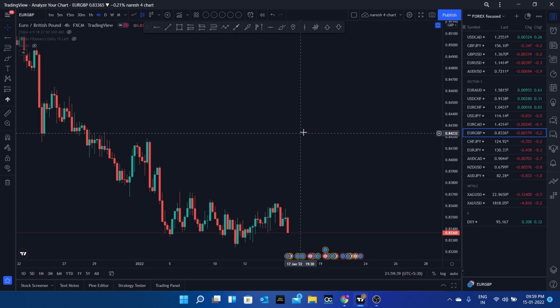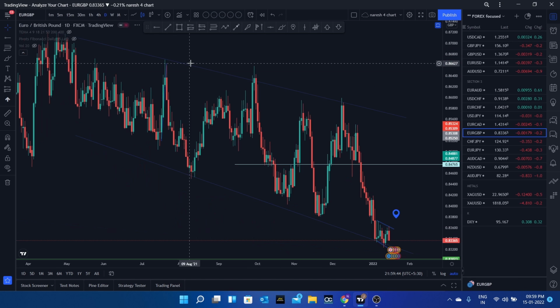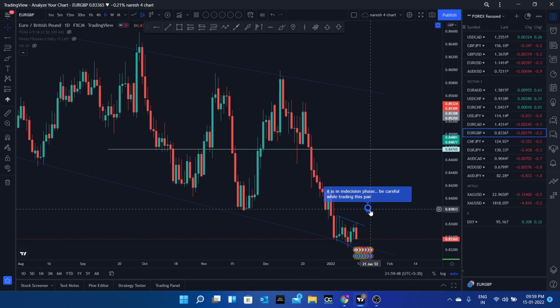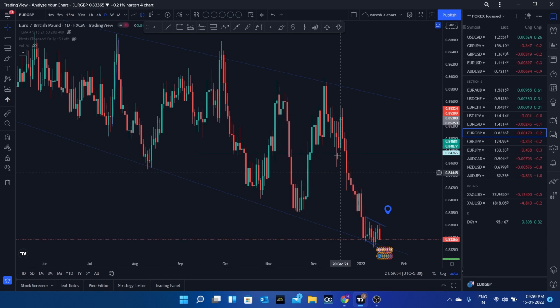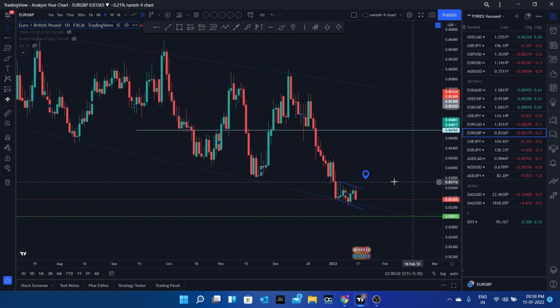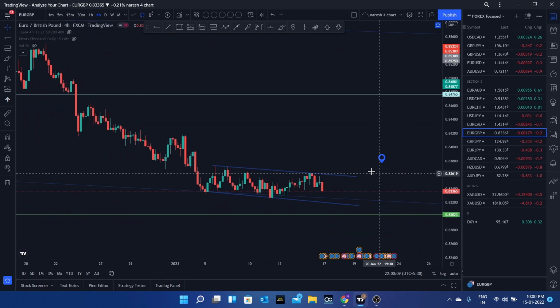So next pair would be Euro GBP. In the 1 day time frame, it is in a downtrend, forming lower low, lower high, lower low, and already the market was stretched a bit. So I don't want to enter short as well as long, because there is no confirmation yet.